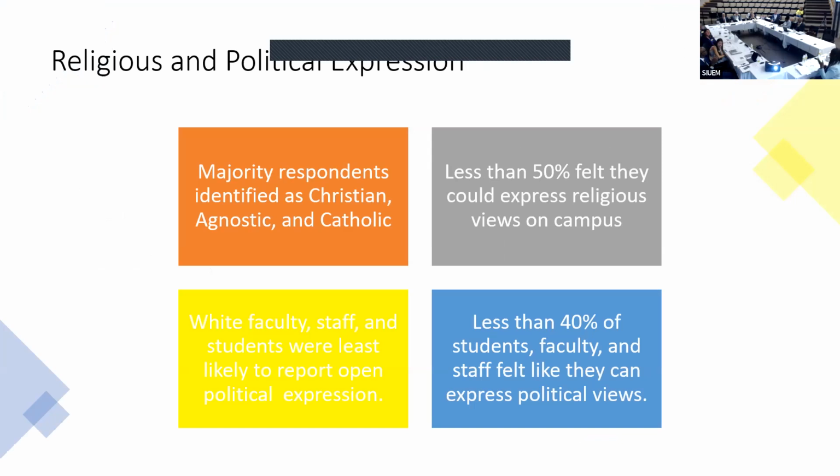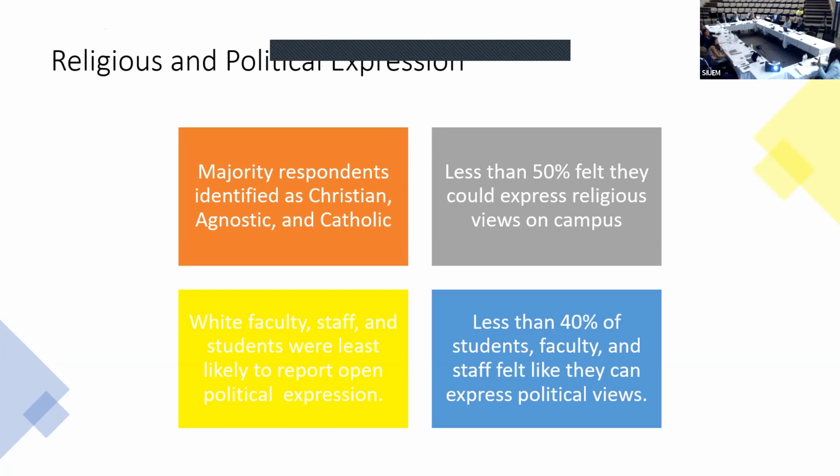Another category was specifically asking about religious and political expression. In addition to religious and political expression, we also asked about gender identity, and we asked about other forms of oppression. The lowest category among all of that was political expression. Only 40% of all of our students, faculty, and staff felt like they can express their political views. And specifically, white faculty, staff, and students were the least likely of all of the racial groups to say that they felt comfortable expressing their political views. In a little bit, I'm going to talk about recommendations and how we're going to deal with some of these issues, but that's significant.